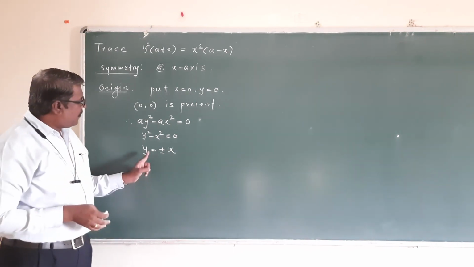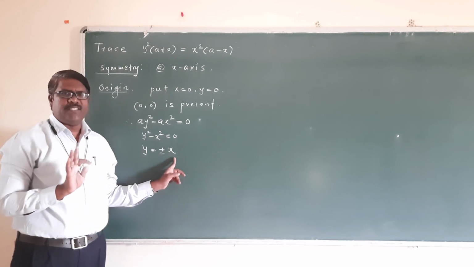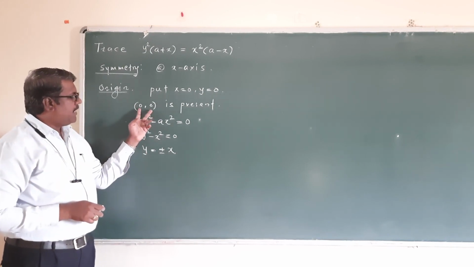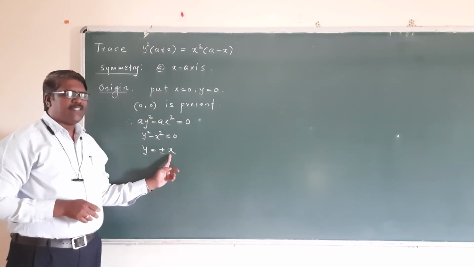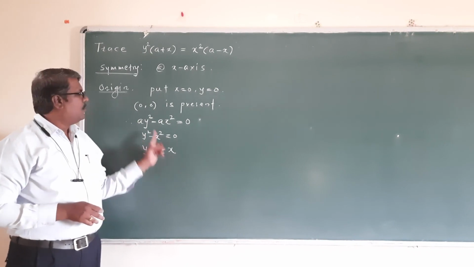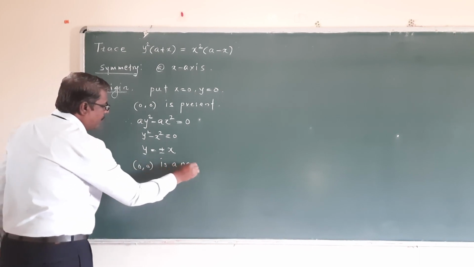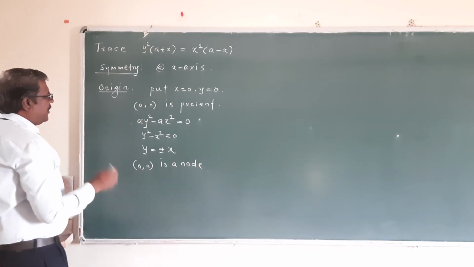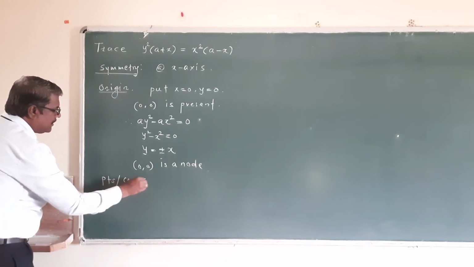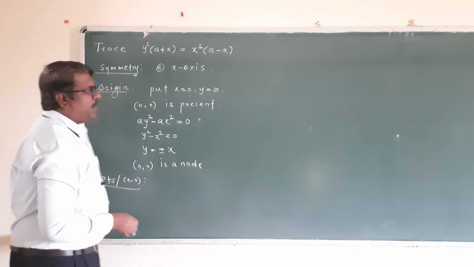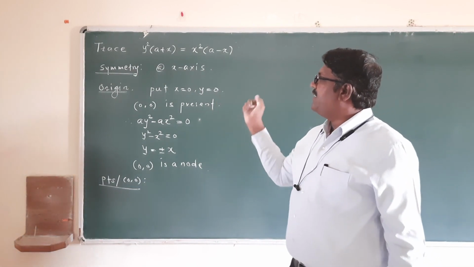What it means? y is equal to x and y is equal to minus x are two tangents at origin, and therefore origin is called double point. But these two tangents are real and distinct, and therefore origin is a node. Now the next point is points other than origin. To get points other than origin, as this curve is symmetric about x-axis, we find the point of intersection on both the axes.